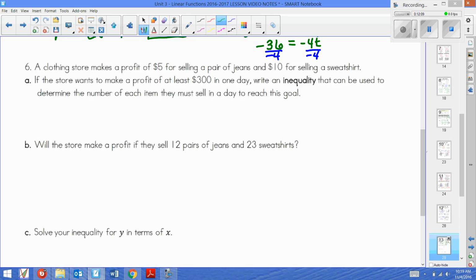Well, the problem right now is we need to figure out the number of each item, and I don't know either. So to me, this means I need to bring in not one variable, but two. Let's bring in an X and a Y. So what don't we know? We don't know the number of jeans, and we also don't know the number of sweatshirts.